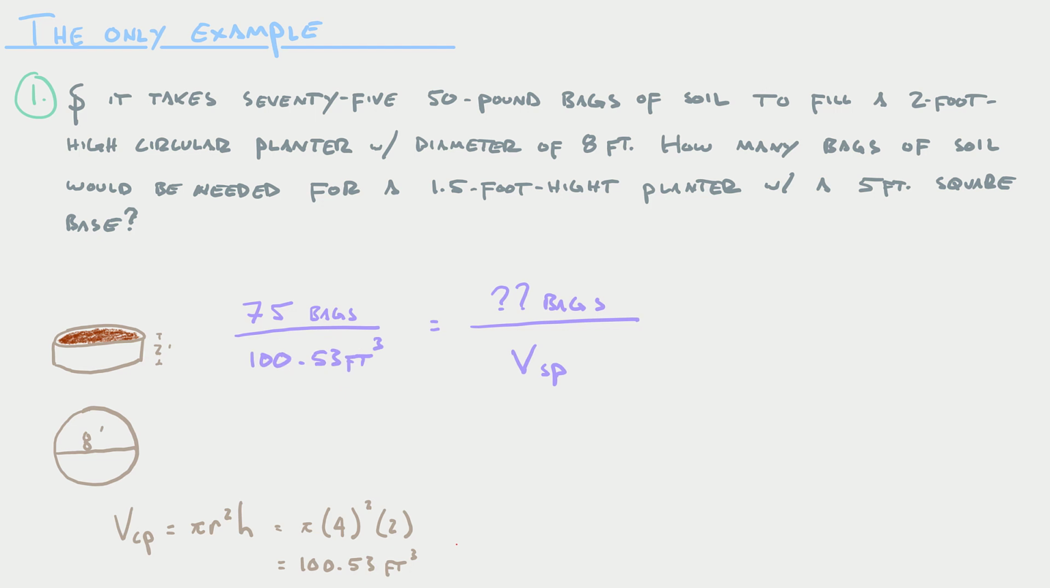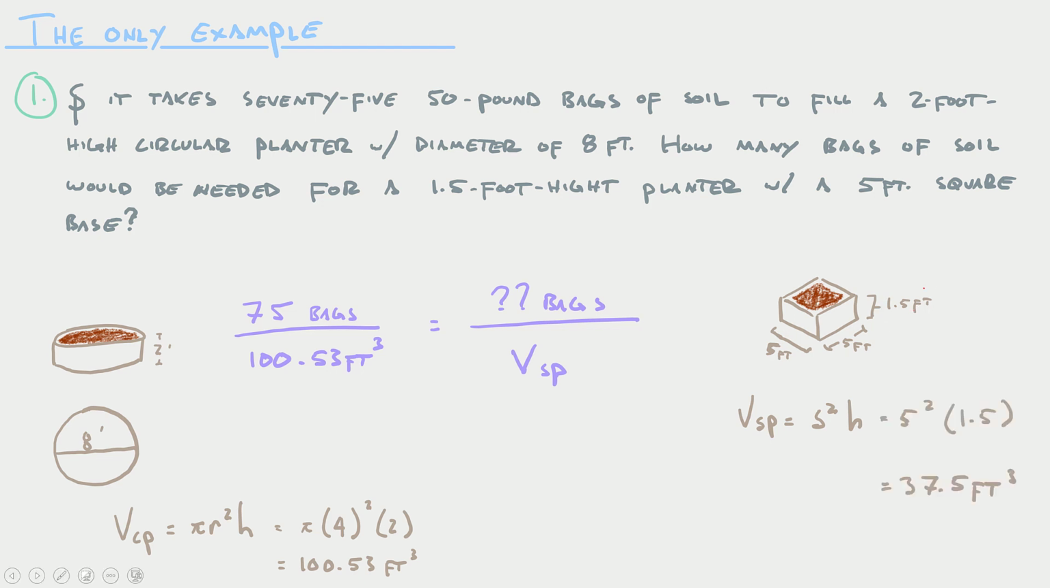So I'm going to go ahead and fill out the first ratio with 75 bags of this 50-pound soil divided by 100.53 cubic feet. All right, we just need to figure out what the volume of the square prism is. To do that, we know that the dimensions of the square planter are 5 by 5 by 1.5. The volume formula for a square-based prism like this is you take the side length, which is 5 in this case, you square it, because length times width times height, length and width are the same in a square prism, and then you multiply by the height.